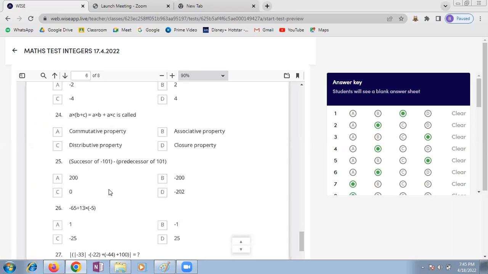I appreciate the students' interesting participation, but I want you to put your answers in the chat box. What is the successor of minus 101? I want an answer from all the students. I don't want the answer spoken, just put your answer in the chat box. Let me see which students are giving correct answers.